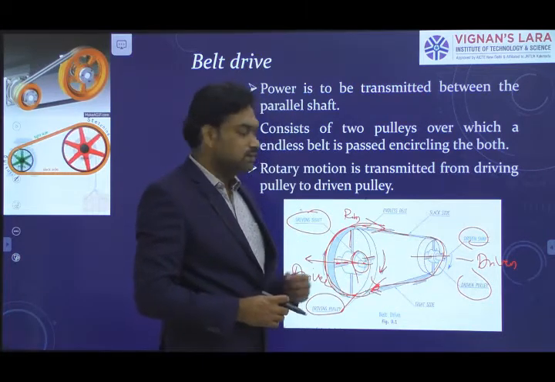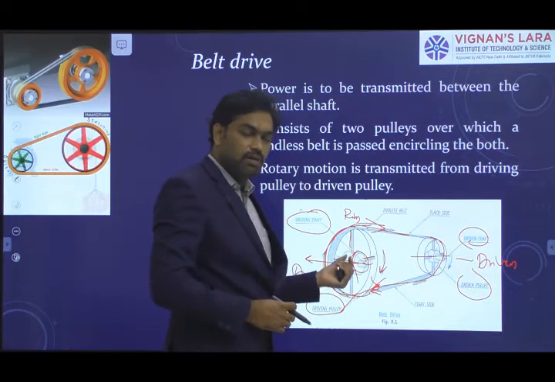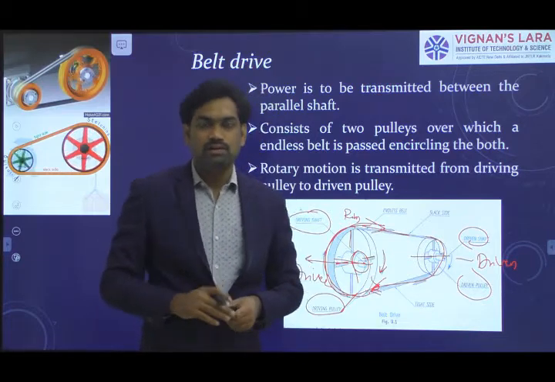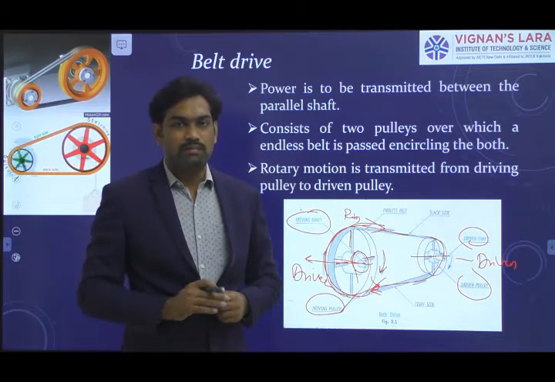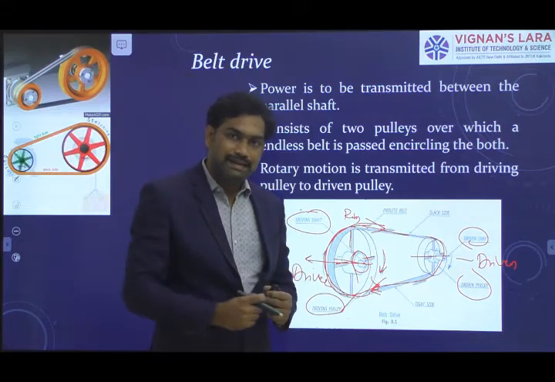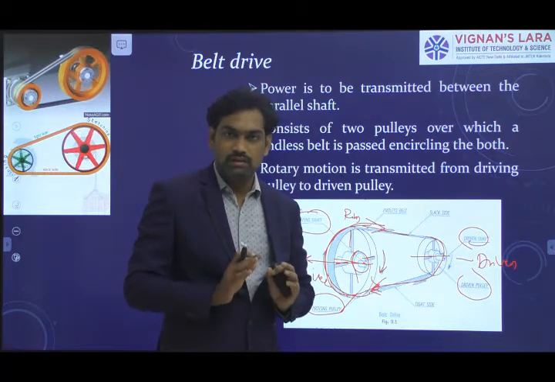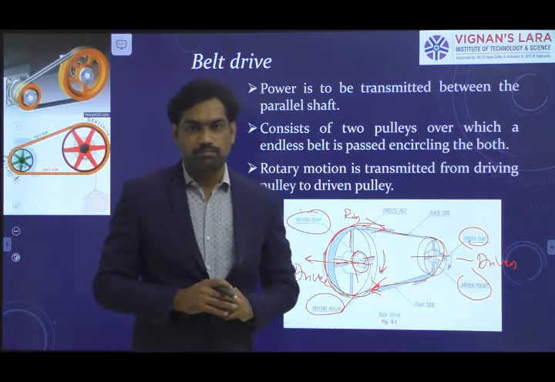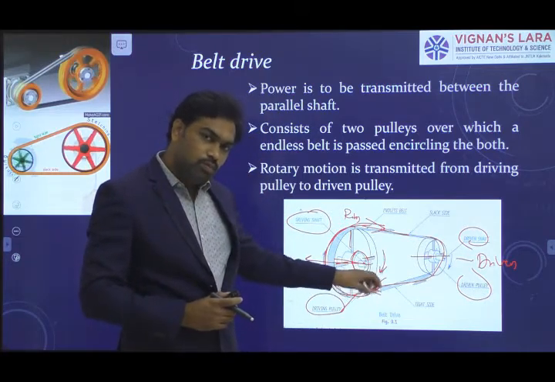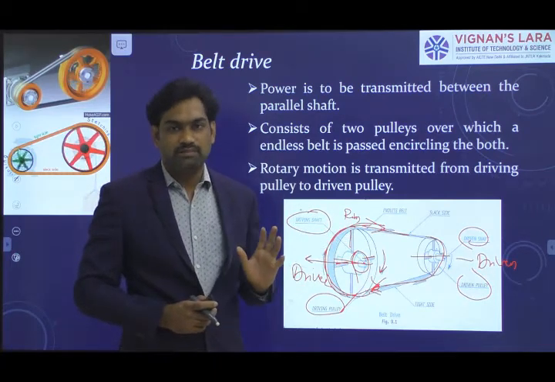So in this fashion, by the rotation of the belt, the power is transmitted from the driving member to the driven member. Clear? If you observe clearly, whenever the pulley pulls the belt, only then is there a chance of transmission of power. If it is unable to pull the belt, there is no chance of transmitting power.